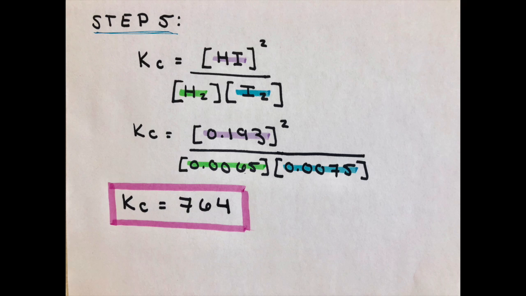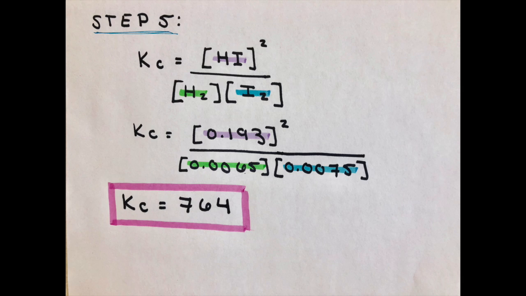Our final step is to find Kc. We first must write an equation based on our reaction. Kc is equal to product concentrations over reactant concentrations. The concentration for HI is squared since the reaction yields 2HI when the equation is balanced.